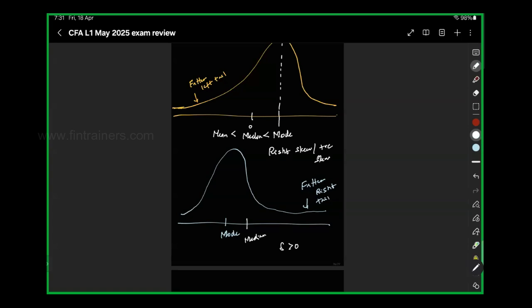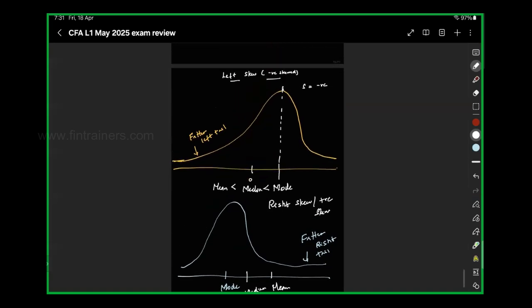Median is going to be somewhere in the middle, and then you will have your mean, more to the right. So your mean is going to be greater than your median, and your median is going to be greater than your mode. That's our right skew. Okay.